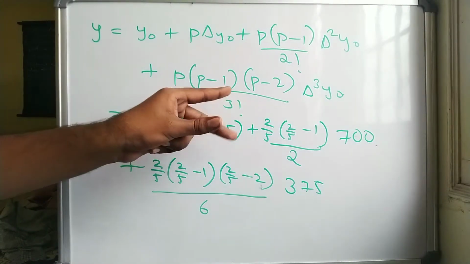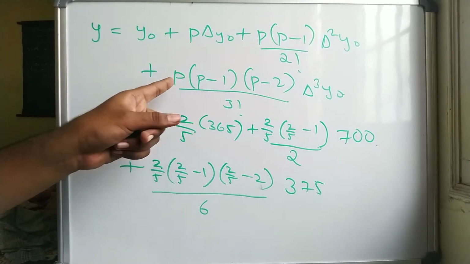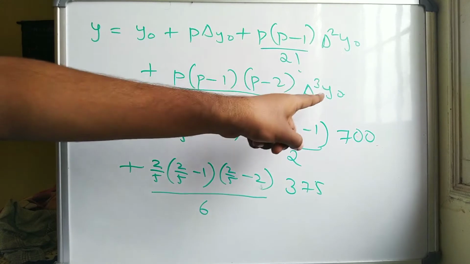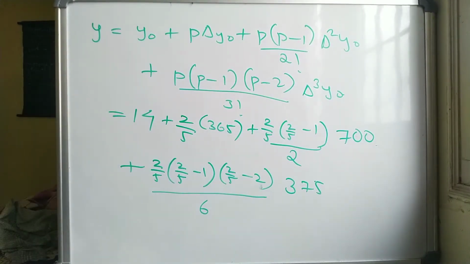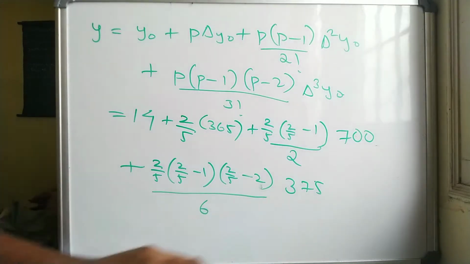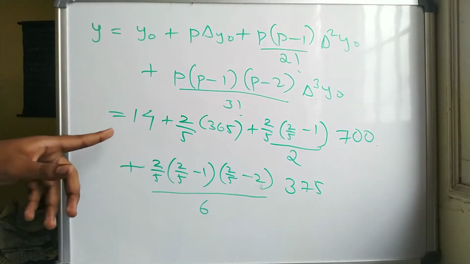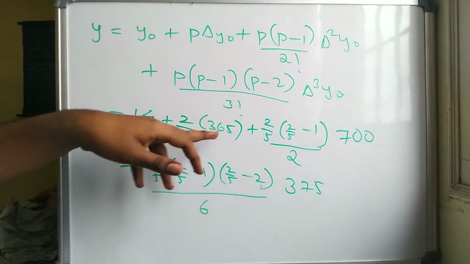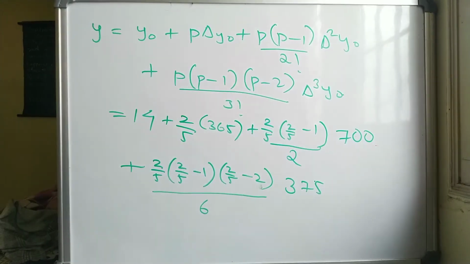And again, no need to go for the next term, that is the delta power 4 y naught, because it is not there, we can consider it as 0. Okay, so till here this formula ends. Now you need to simplify all these terms, this gets cancelled, and all the cancellation you have to do, and at last what you have to do.